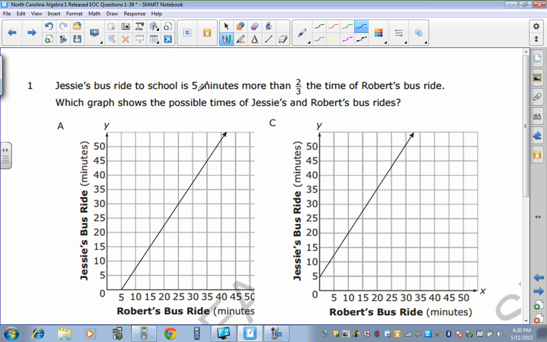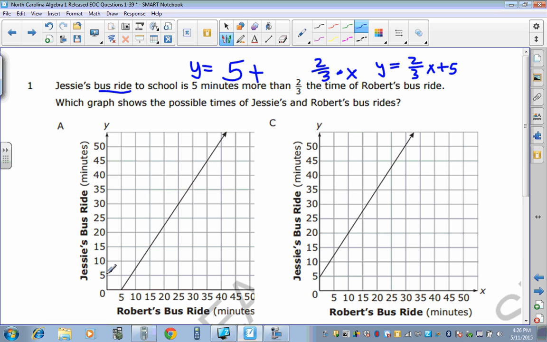It says Jesse's ride to school is 5 minutes more than 2/3 the time of Robert. We have to remember of means multiply. So if Robert is on the x-axis and Jesse is on the y-axis, then this means that Jesse's length of bus time is 5 minutes more than 2/3 the time of Robert. Or another way of saying it is y or Jesse equals 2/3 x plus 5. That's the line that we're looking for.